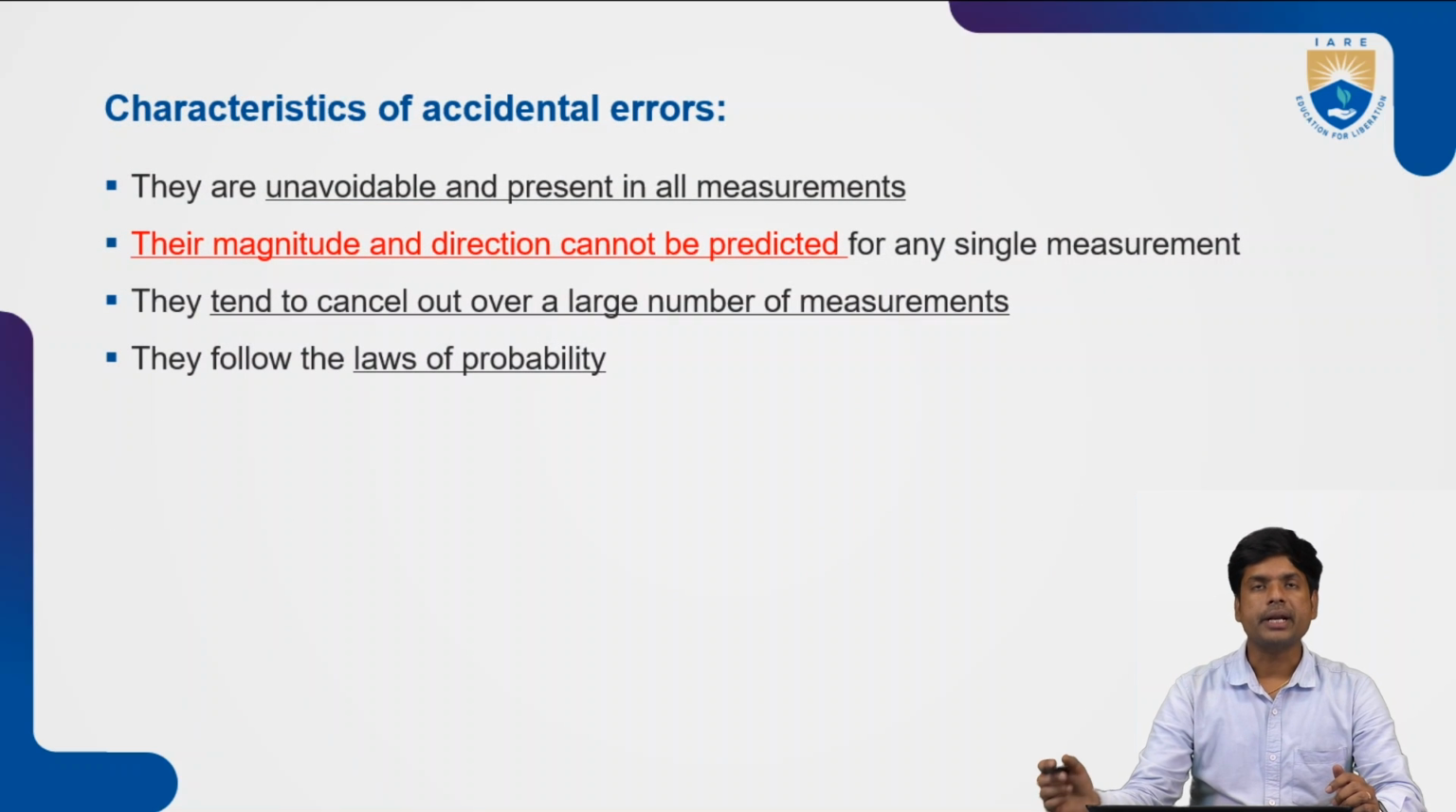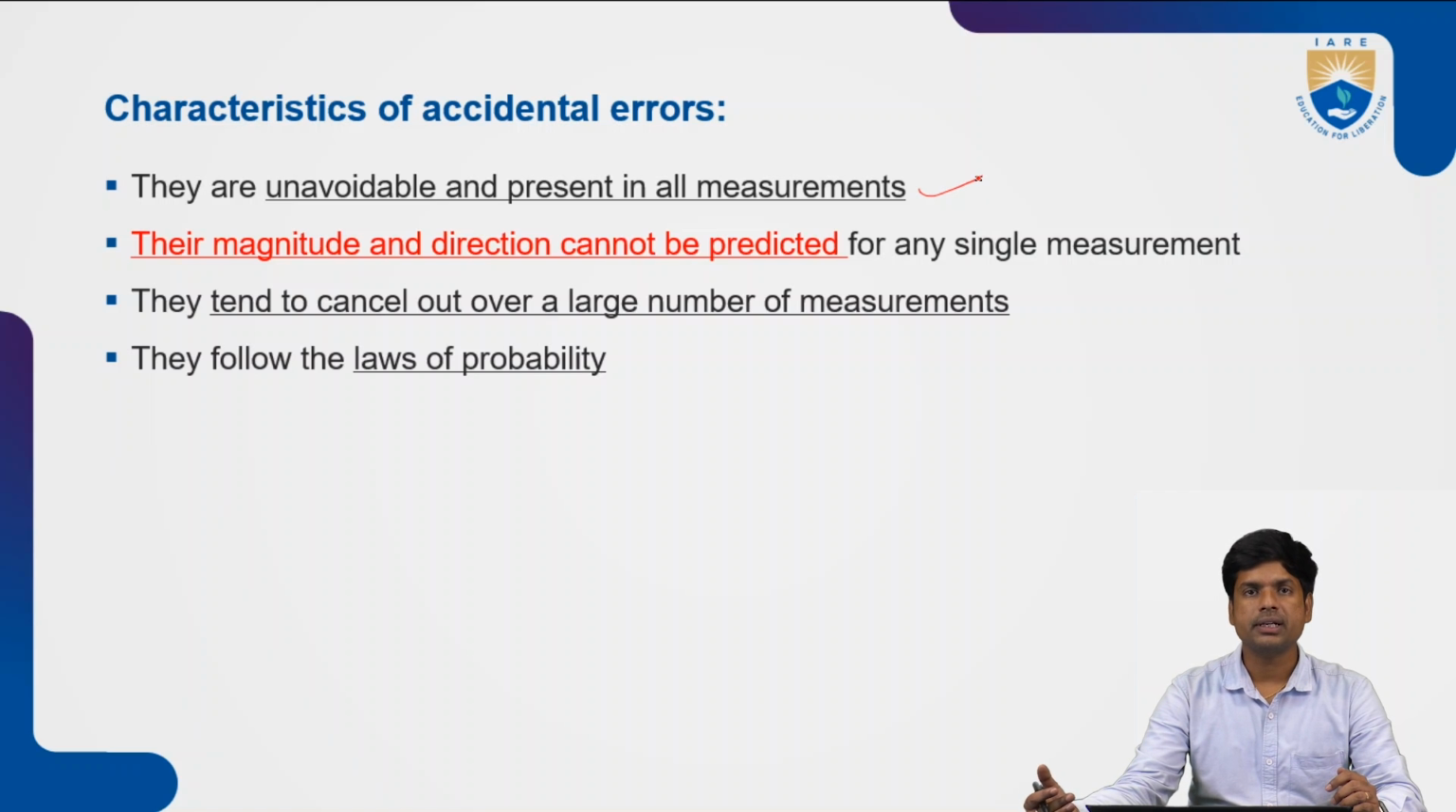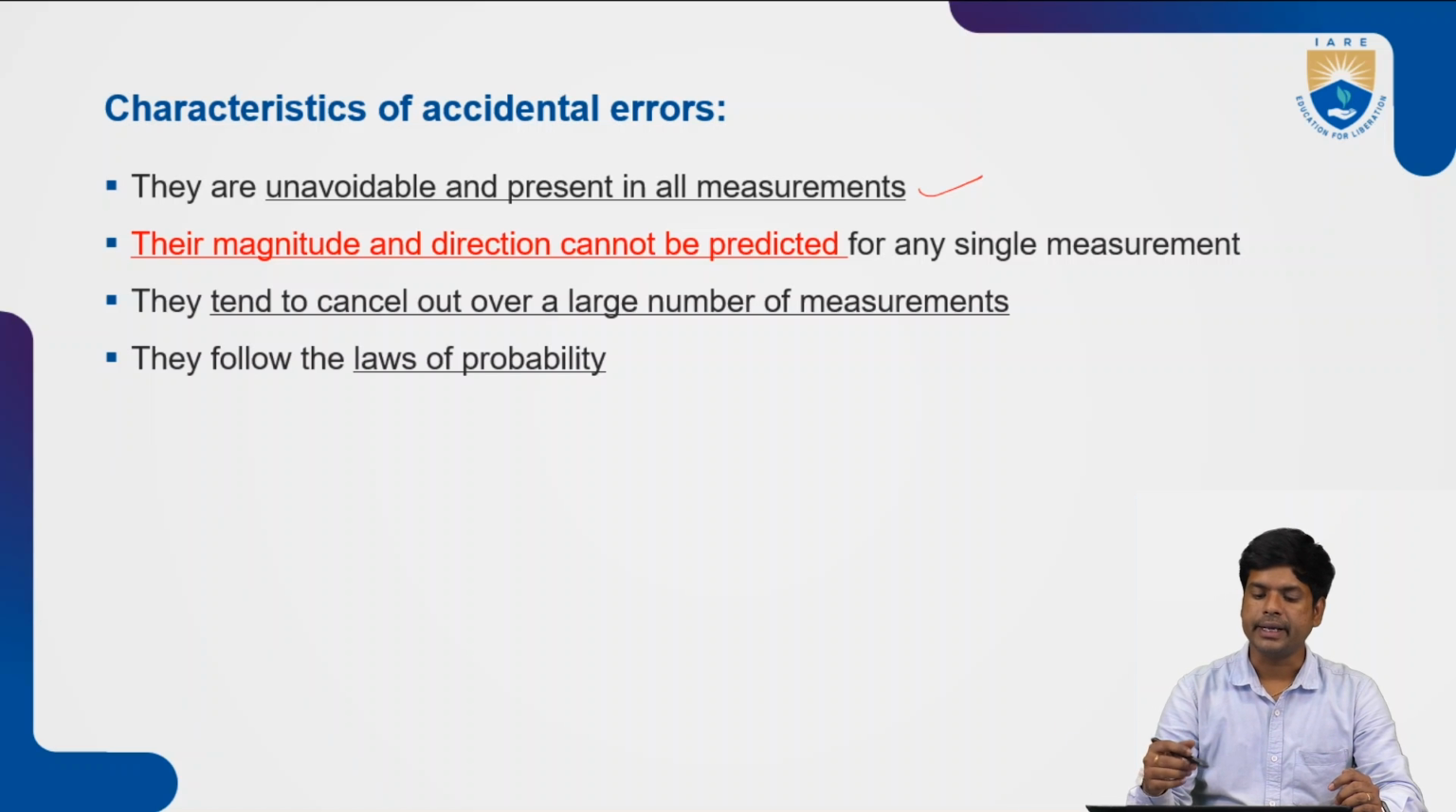And next one, characteristics of accidental errors. They are unavoidable and present in all types of measurements. These accidental errors, we cannot control, because we are not getting these errors intentionally. At any point of time and at any site, you may get these errors, and we cannot control this.